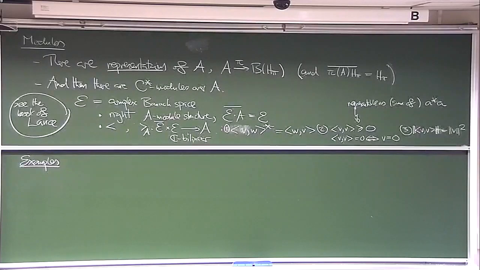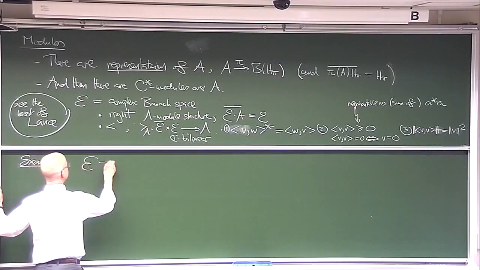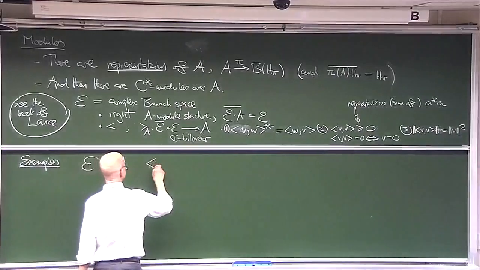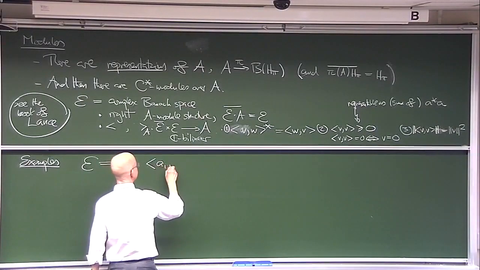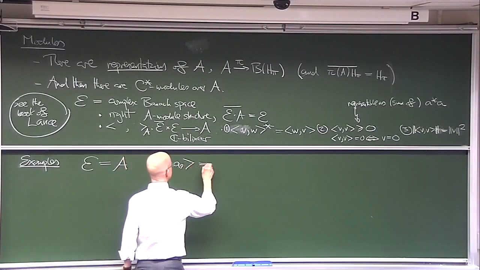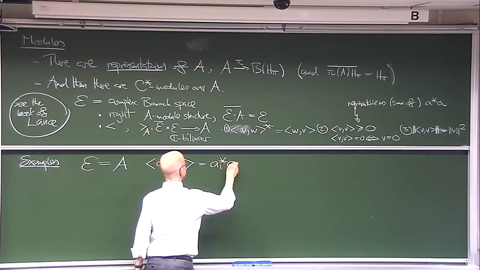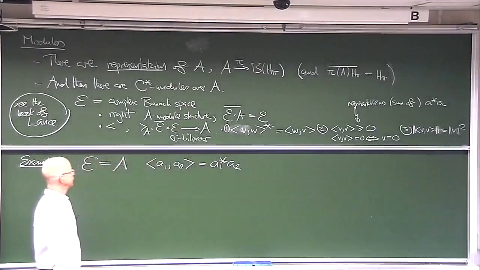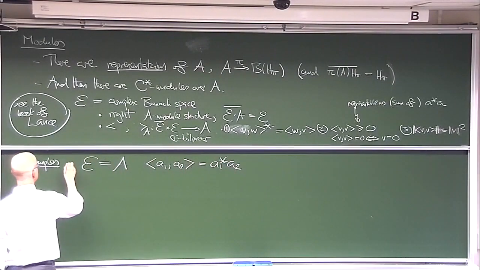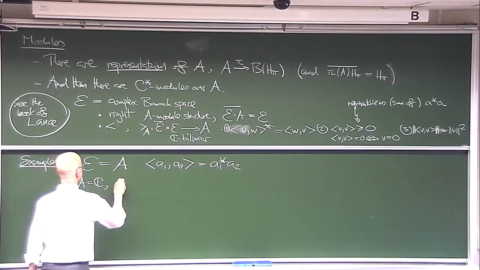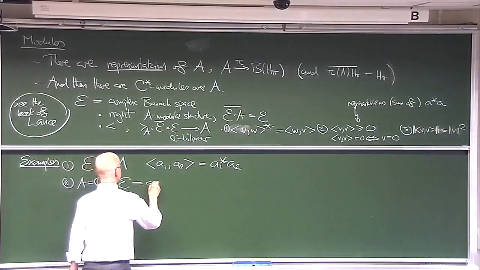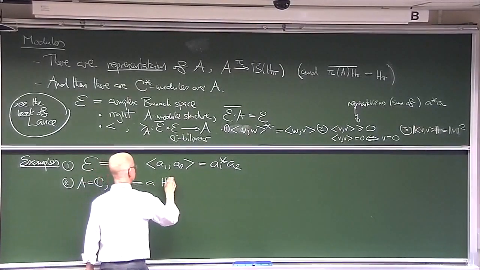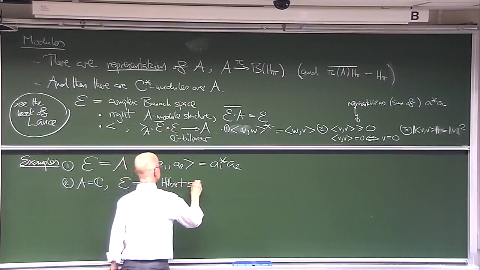So the fundamental example is this. Just take E to be A. Define the inner product of two elements in A, B and W, to be B times W star. That does the job. If A is the complex numbers, then the axioms tell you that E is necessarily exactly the same thing as a Hilbert space.